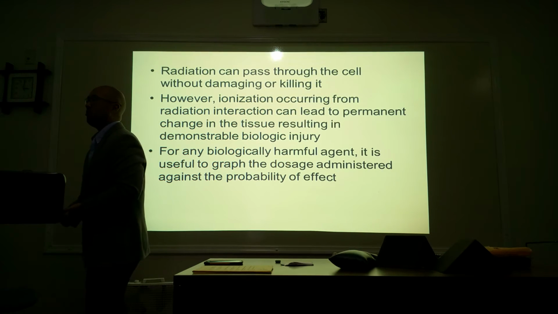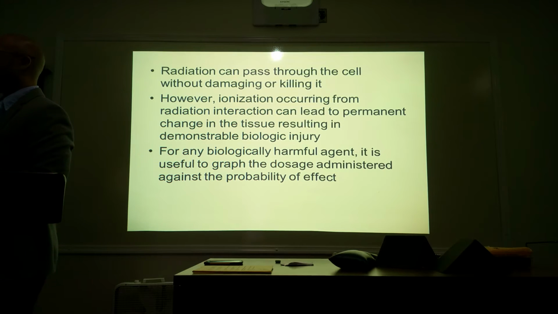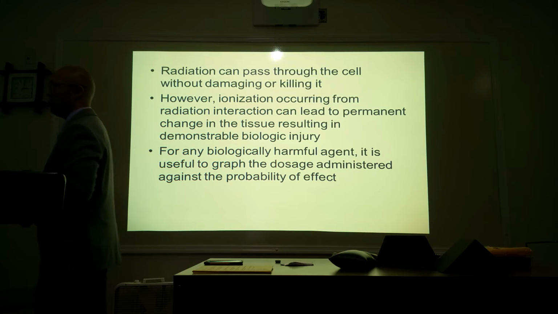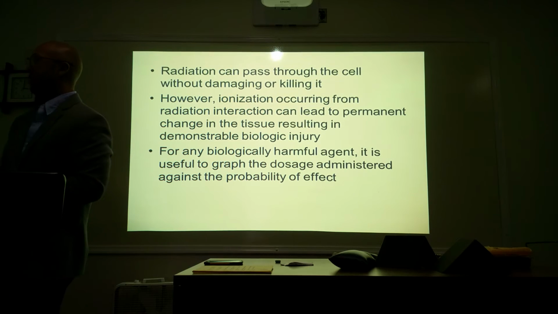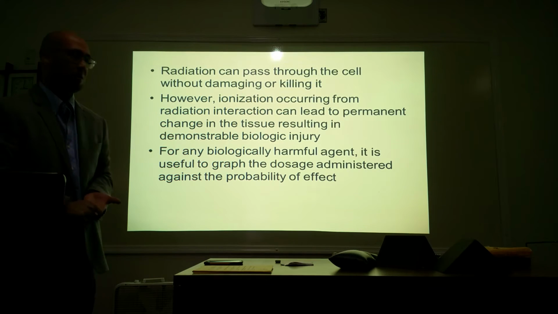Radiation can pass through the cell without damaging or killing it. However, ionization occurring from radiation interaction can lead to permanent changes in tissues resulting in demonstrable biological injury. For any biological harmful agent, it is useful to graph the dose administered against the probability of effect.